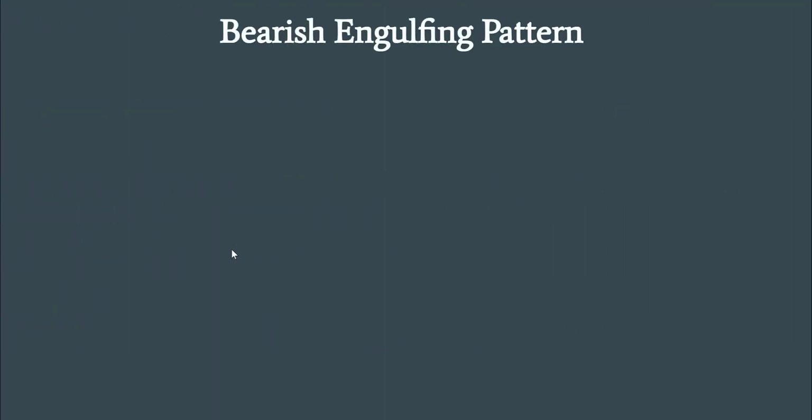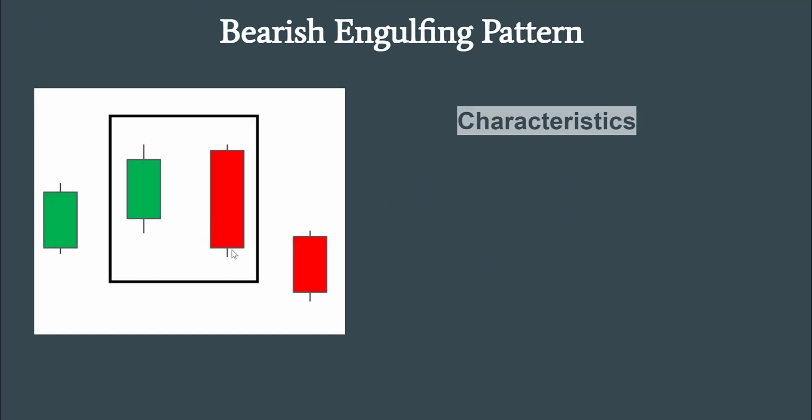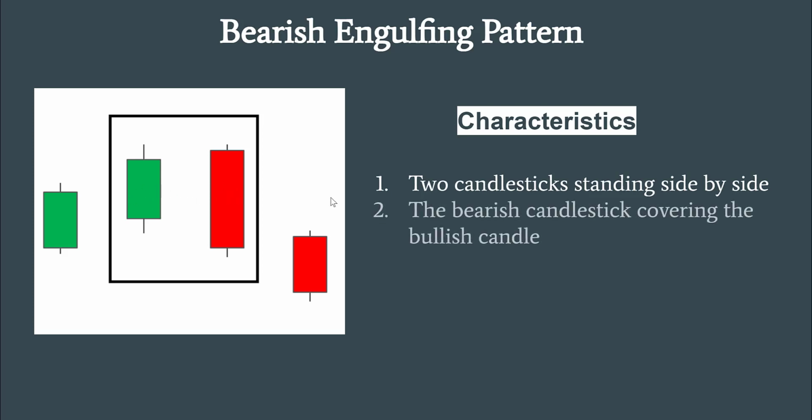Let's talk about the last one, which is the bearish engulfing pattern. Now the bearish engulfing pattern is just the opposite of the bullish engulfing pattern. Two candles have to be standing side by side, just like we identified in the bullish engulfing pattern. So you have to take note of that. The two candles are standing side by side. Now the next characteristic is that the bearish candle is engulfing the bullish candle.